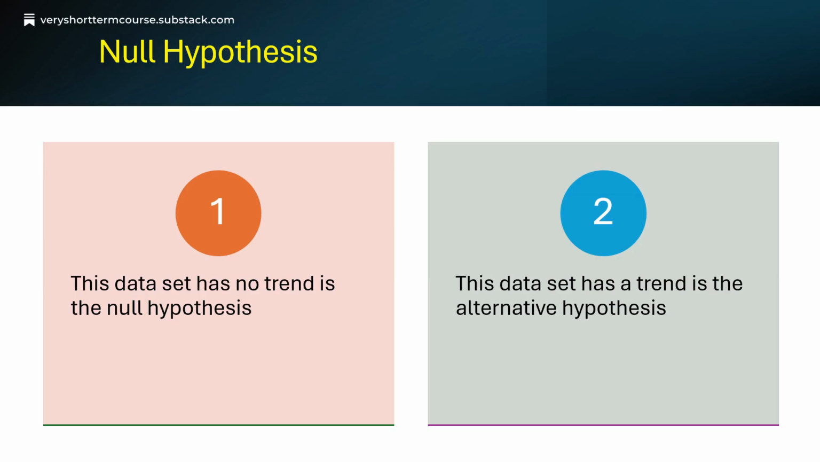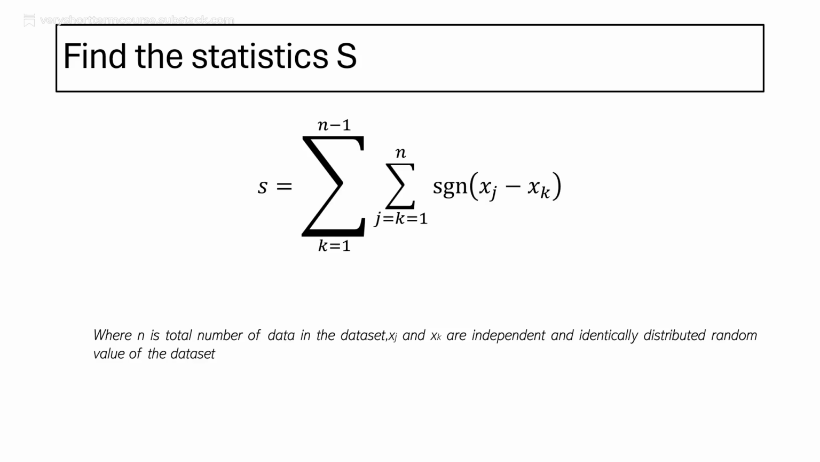In the next few slides, I will discuss what is tau, what is Z, when to calculate tau, and when to calculate Z. So before calculating tau, the first step of the Mann-Kendall test of trend detection will be to calculate the statistic S.